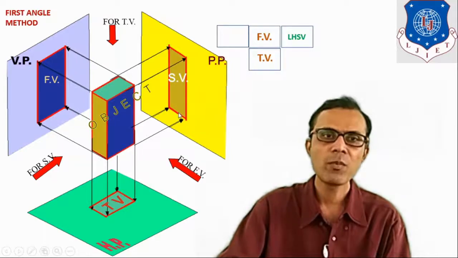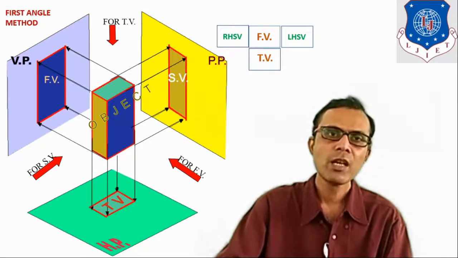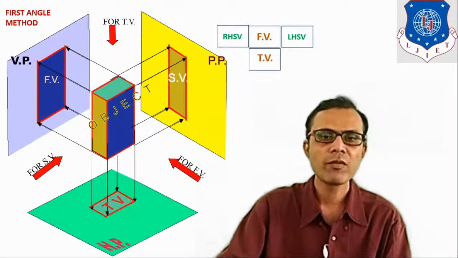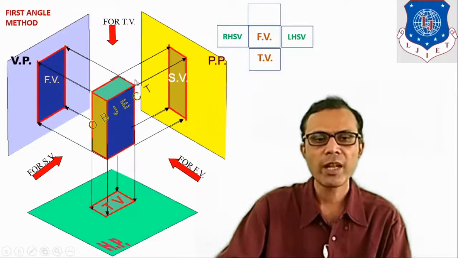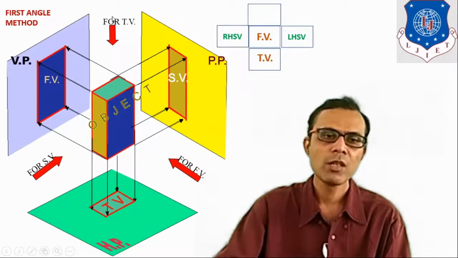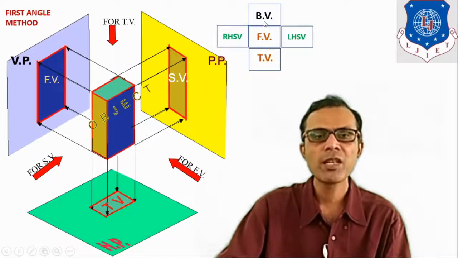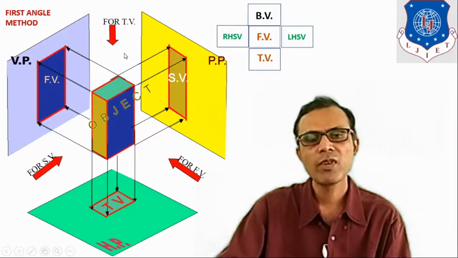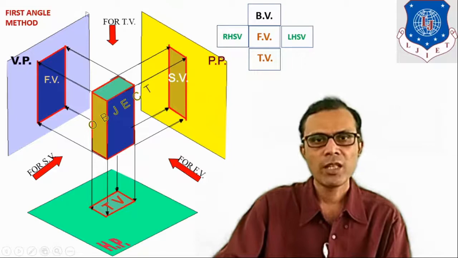Similarly, we can obtain right hand side view, but it will be placed towards left side of the front view. And if you look at the object from the bottom side, there should be here also one plane of projection on which we can obtain the bottom view, but it will be placed above the front view, because when you open that plane, it will move above the vertical plane.